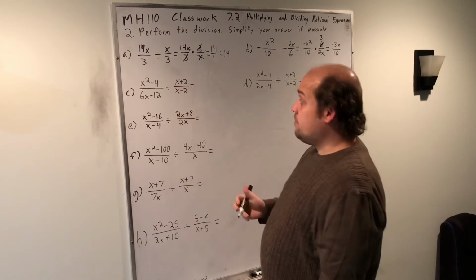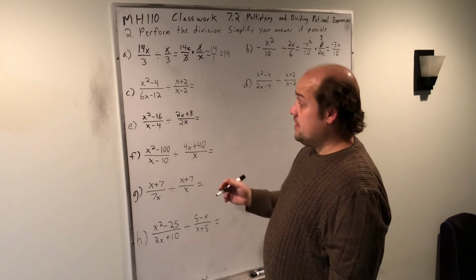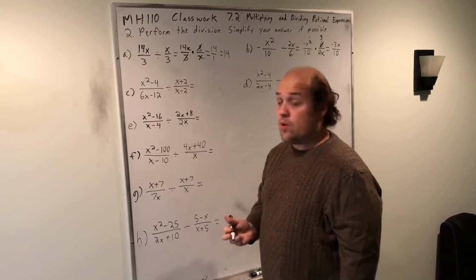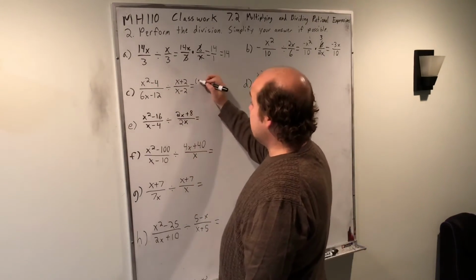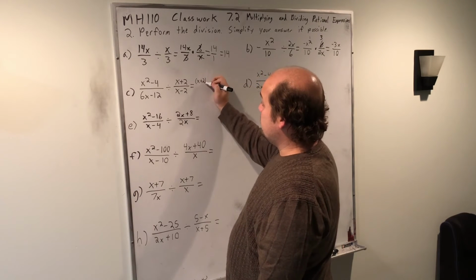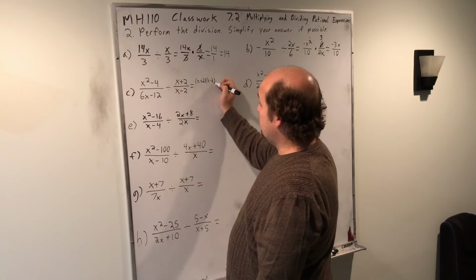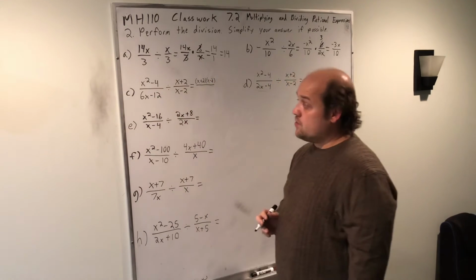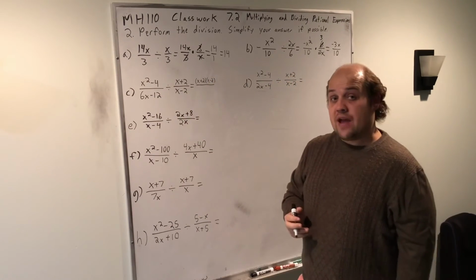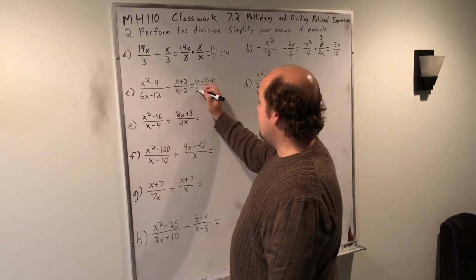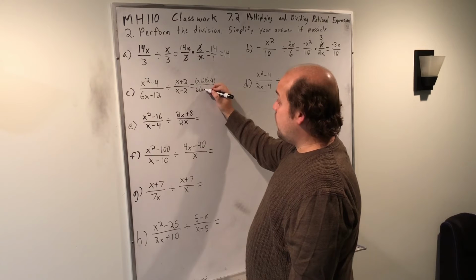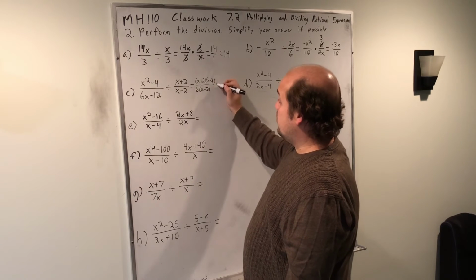For part C, I'm going to do the same general idea. The only difference is I'm going to factor as I go. So instead of writing this as x squared minus 4, I'm going to write it as the difference of squares, x plus 2, x minus 2. On bottom, instead of writing 6x minus 12, I'm going to pull out the greatest common factor of 6. If I then divide 6x by 6, I just get x. If I divide negative 12 by 6, I get negative 2.